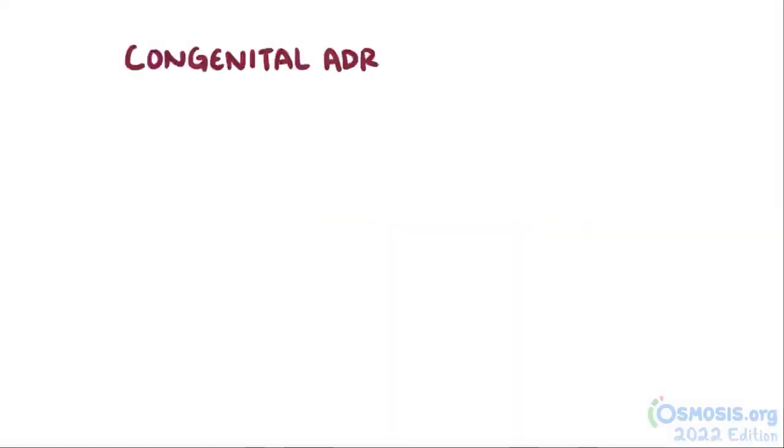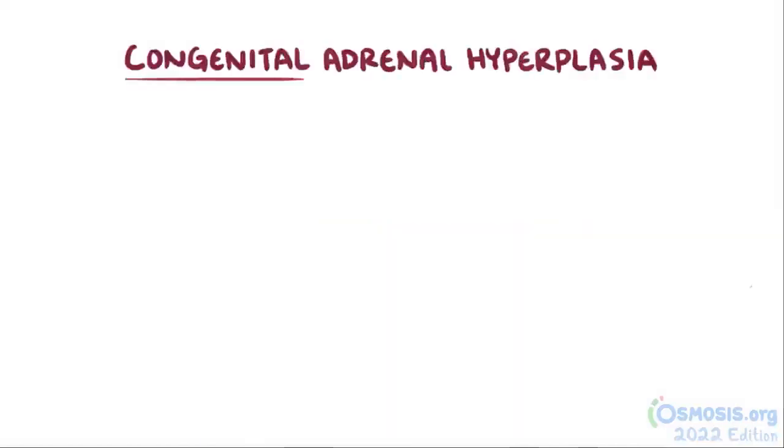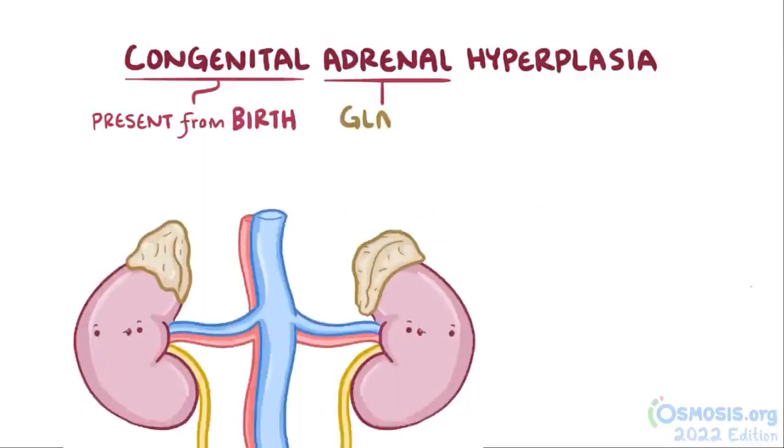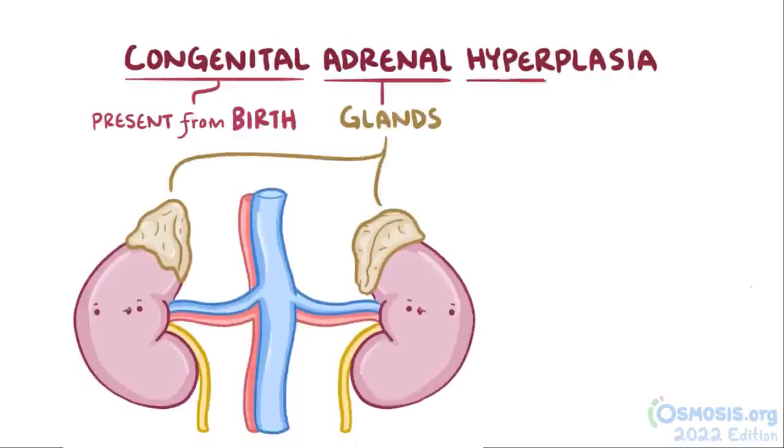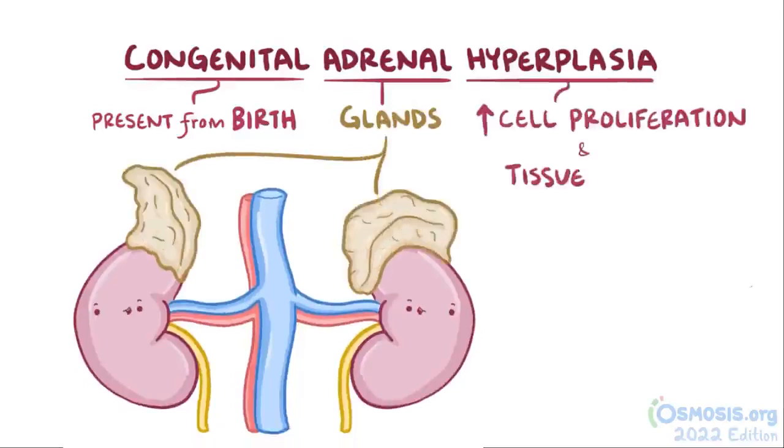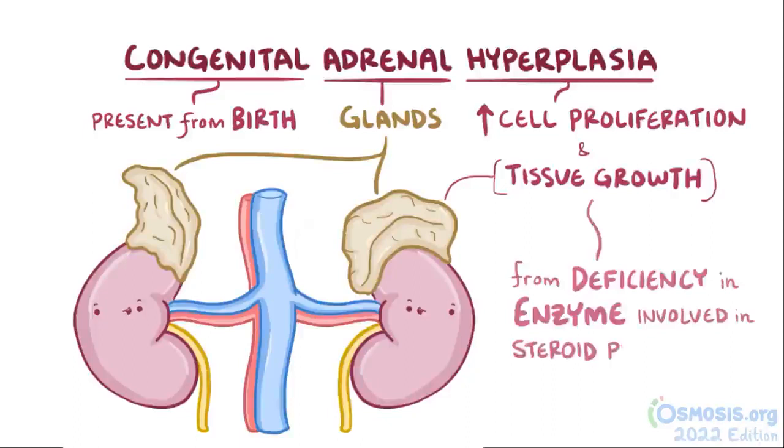With congenital adrenal hyperplasia, congenital means present from birth. Adrenals refers to the two adrenal glands that sit above the kidneys, and hyperplasia refers to increased cell proliferation, which leads to tissue growth. So congenital adrenal hyperplasia is a disease where there are enlarged adrenal glands that are present at birth. And the reason for the adrenal enlargement is that there's a deficiency in an enzyme involved with steroid production.